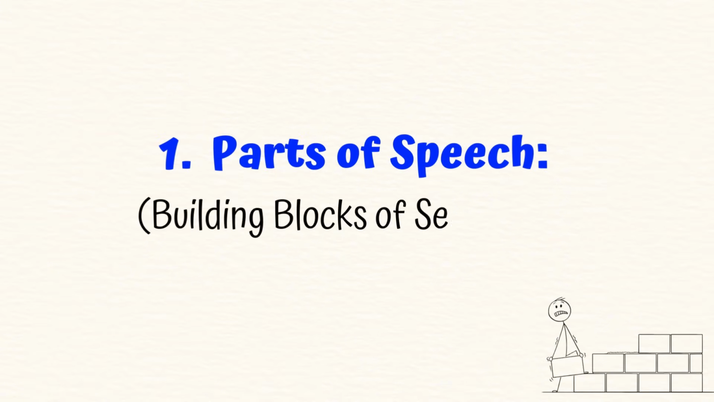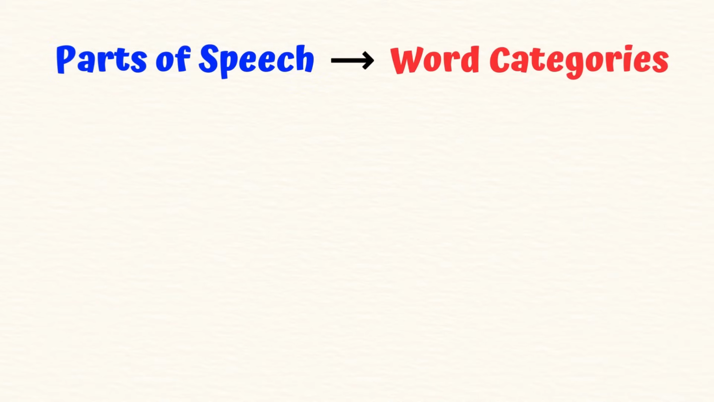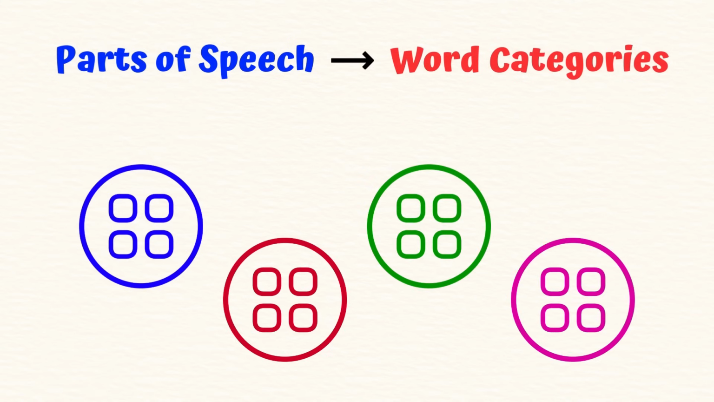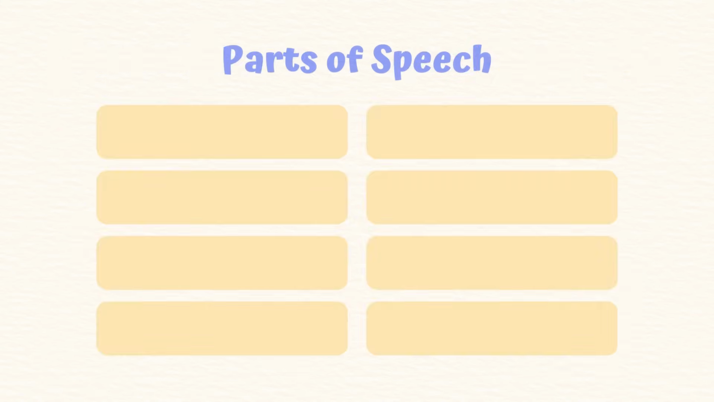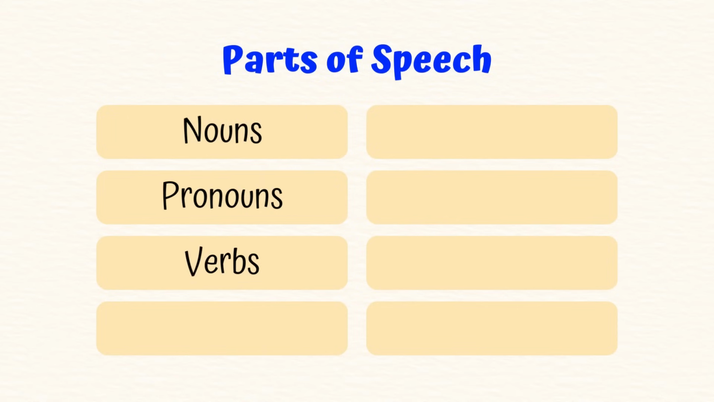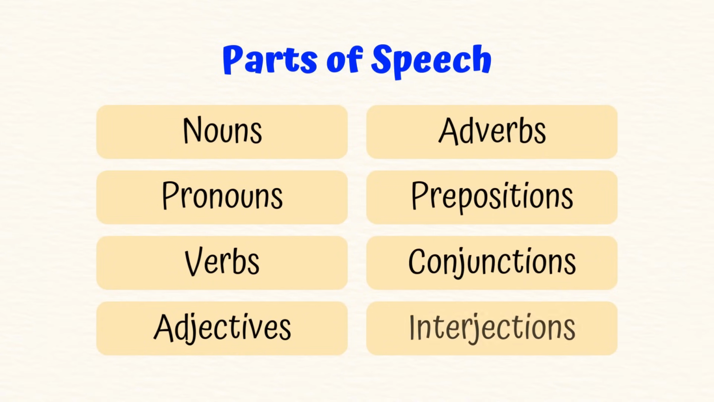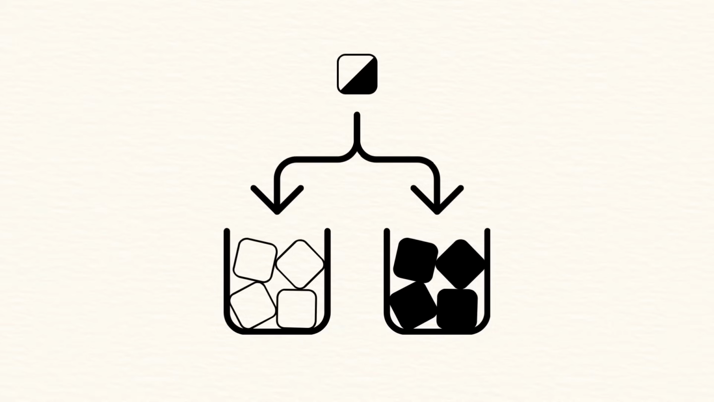Let's begin. Step 1. Start with parts of speech, or building blocks of sentences. Think of parts of speech as word categories, or roles each word can play in a sentence. Every word in English is one of these categories. There are 8 main parts of speech: nouns, pronouns, verbs, adjectives, adverbs, prepositions, conjunctions, and interjections. Learning these is the first step in grammar, like sorting tools in a toolbox by function.